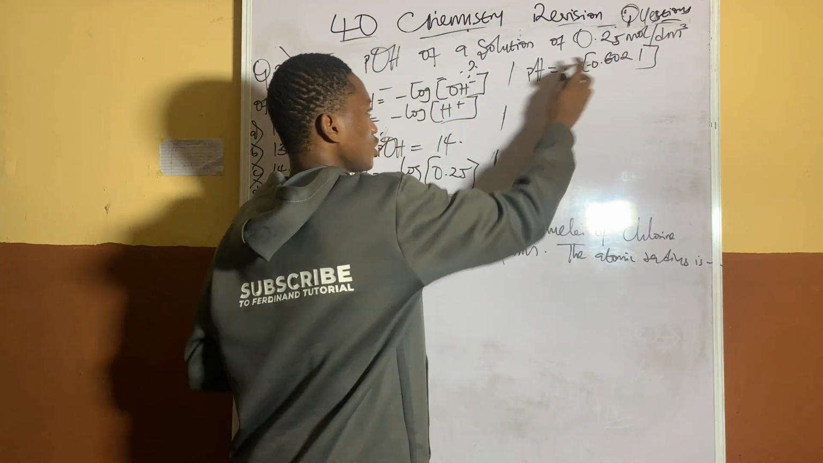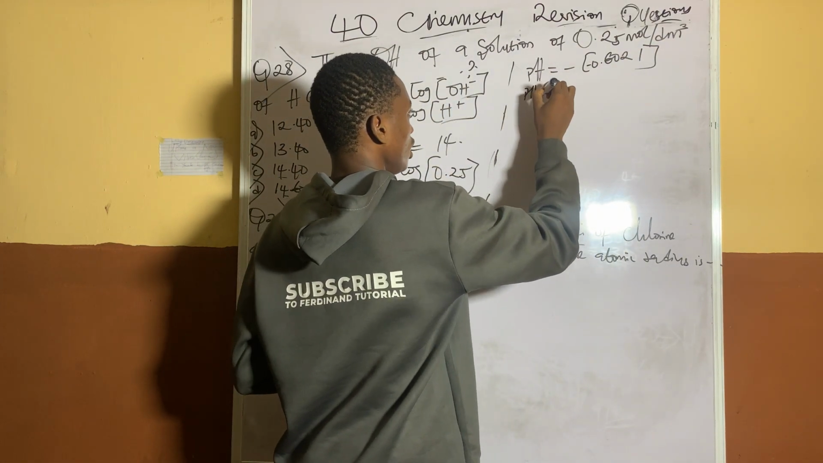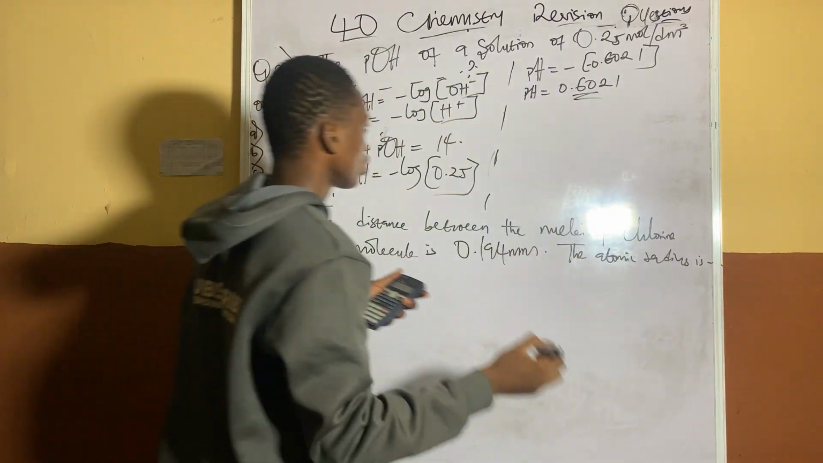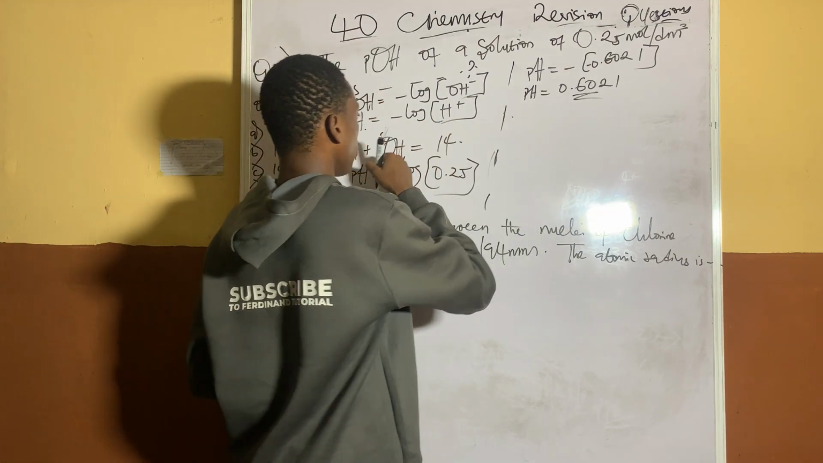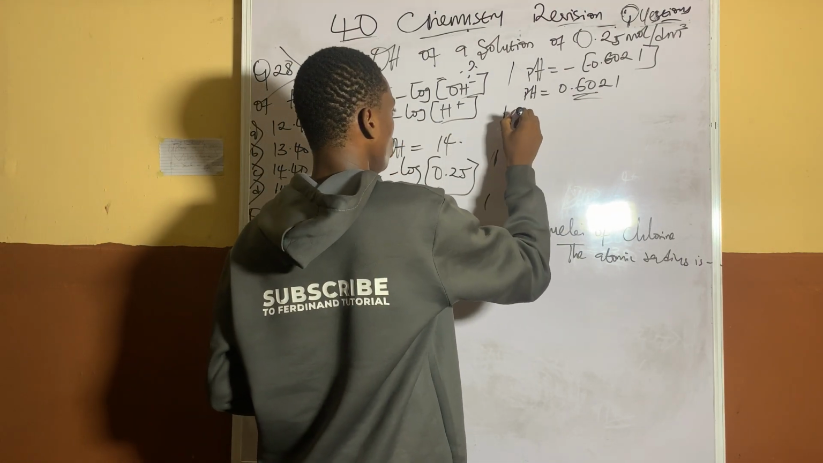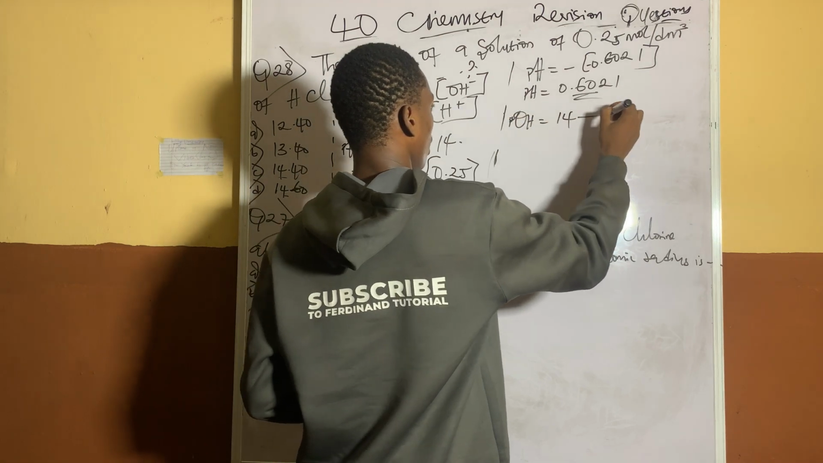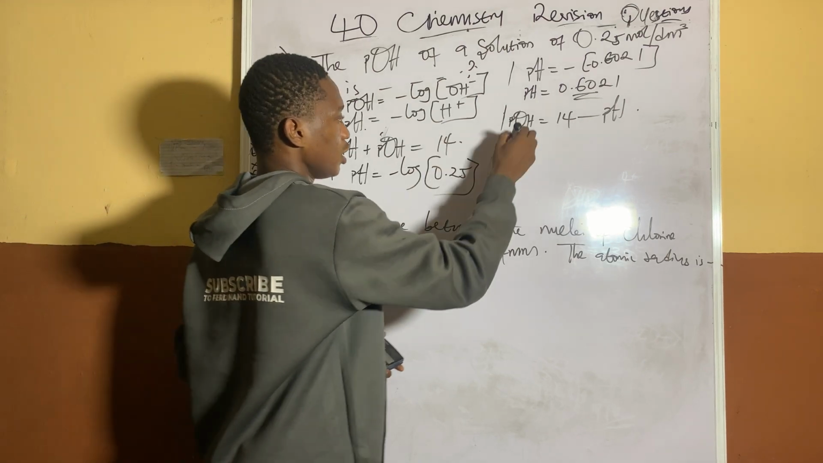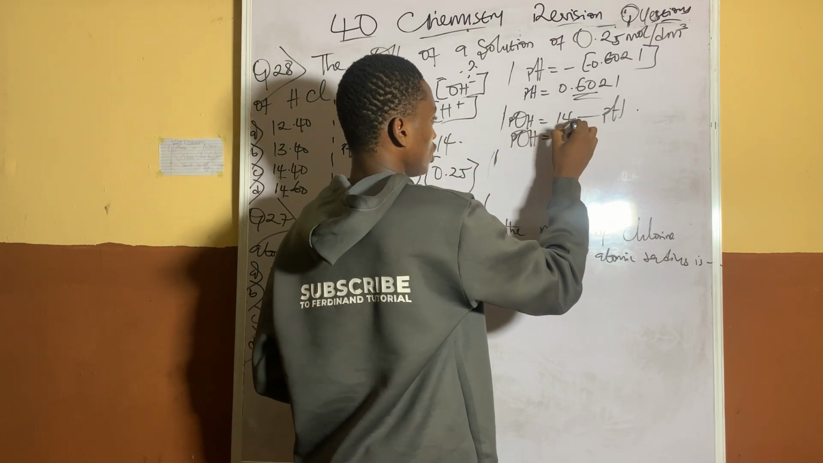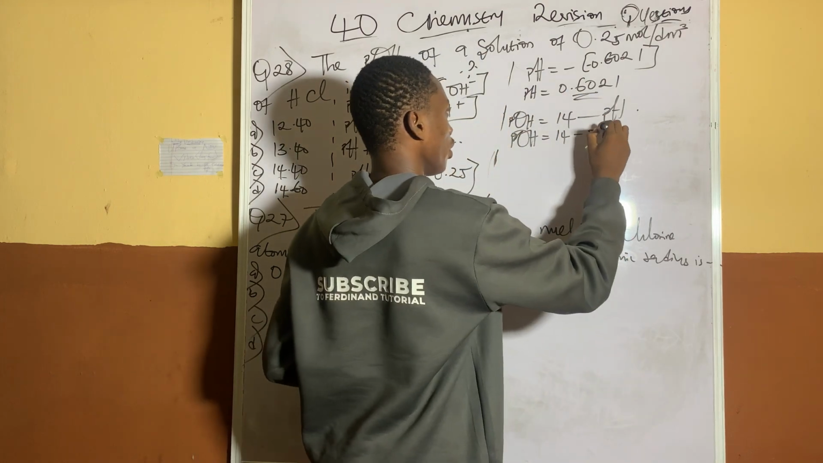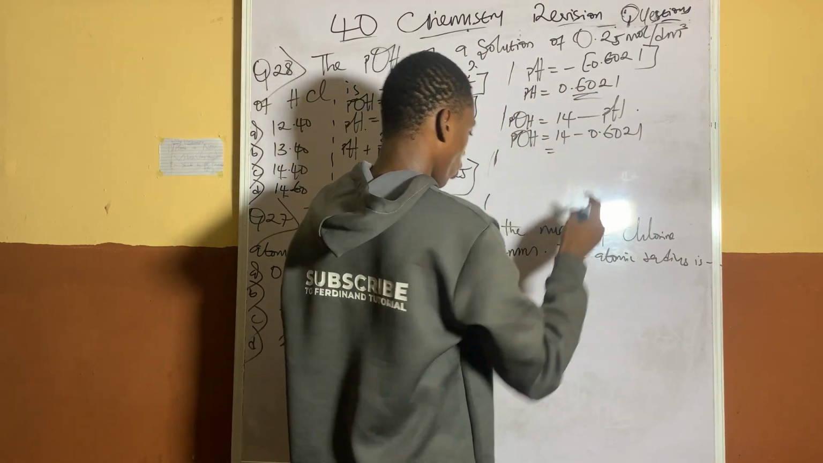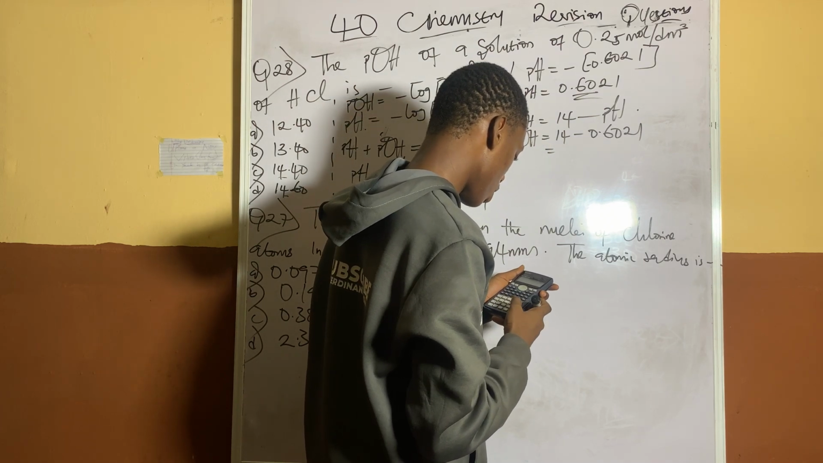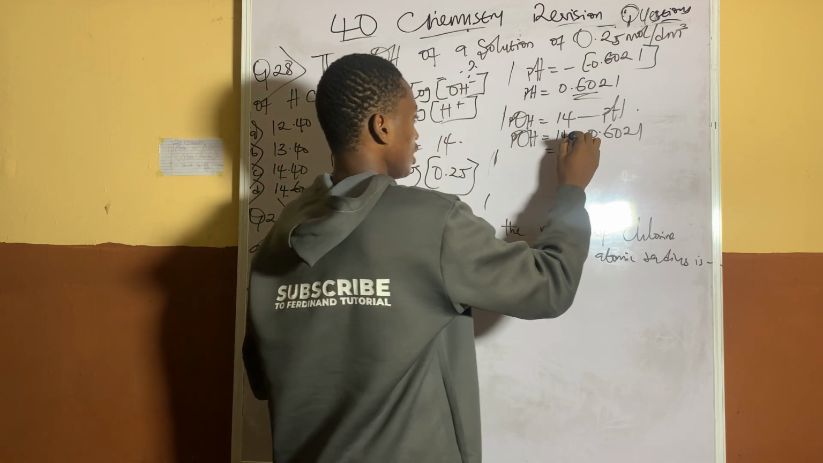So minus times minus is plus. So pH is equal to 0.6021. Now, to calculate my pOH, I will write the formula: pOH will be equal to 14 minus pH. From this formula, the pH crosses the equality sign and turns negative. So my pOH, which is what they asked me to find, will be 14 minus my pH, 0.6021, which is equal to 14 minus 0.6021. I have 13.3979.